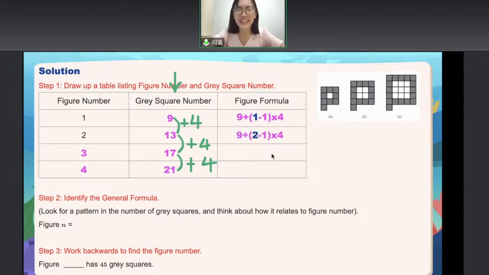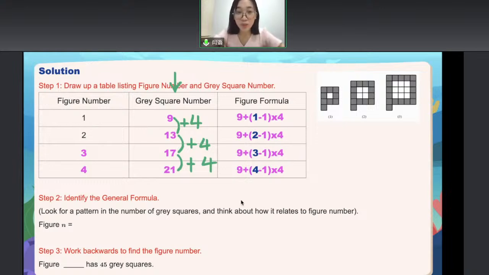So actually that is 9 plus bracket. Okay, don't forget the bracket here. 9 plus bracket 2 minus 1 times 4. And then move on to figure 3. How many 4 do we need? Yes, also 3 minus 1. And for the last one, what about the 4th? Okay, that is 9 plus bracket 4 minus 1 times 4.